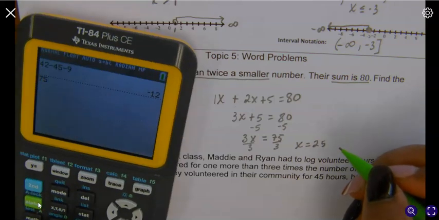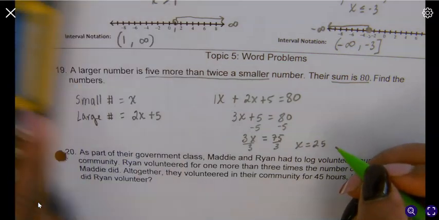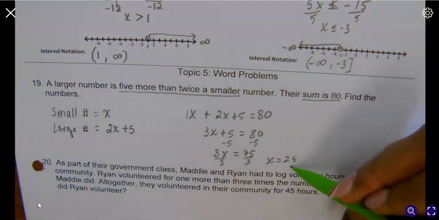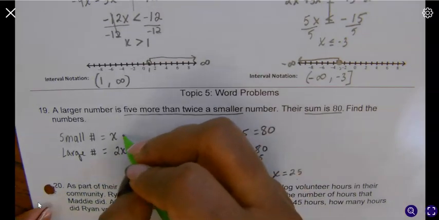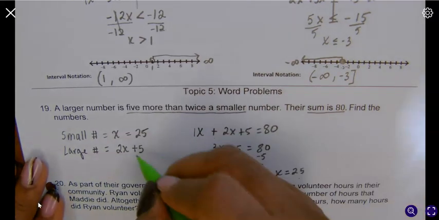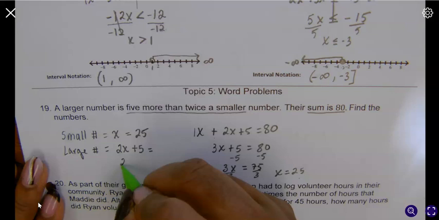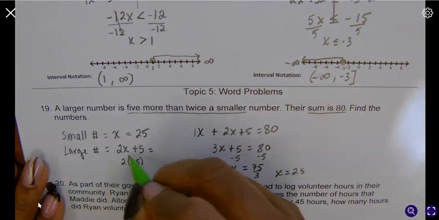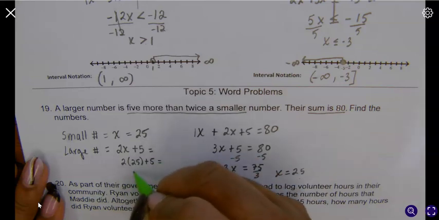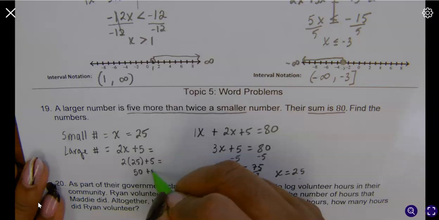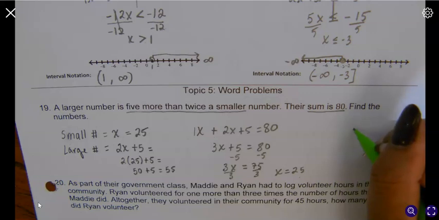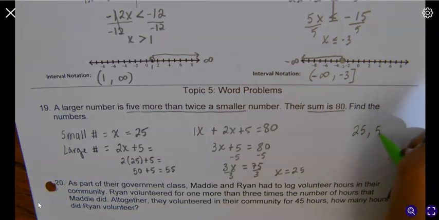75 divided by 3 is 25. Alright, well, what did I find? I found the small number because x is the small number. So I found that x is equal to 25. The small number is equal to 25. Then what is the large number equal to? Well, let's see. That's 2 times 25 because x is 25, plus 5. 2 times 25, that's 50, plus 5 is equal to 55. So that means that my two numbers are 25 and 55.